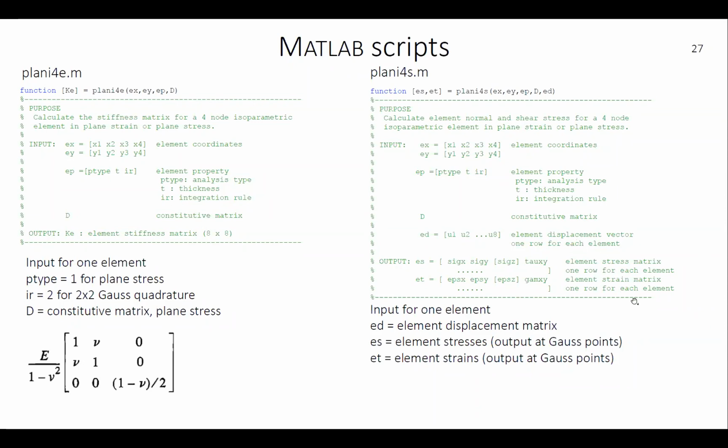This is written in a general format, both for plane strain or plane stress, but you will have the sigma x, sigma y, and tau xy as your output. And this output you need to rearrange for each of the elements, extrapolate those to the nodal points, and then average for adjacent nodes.